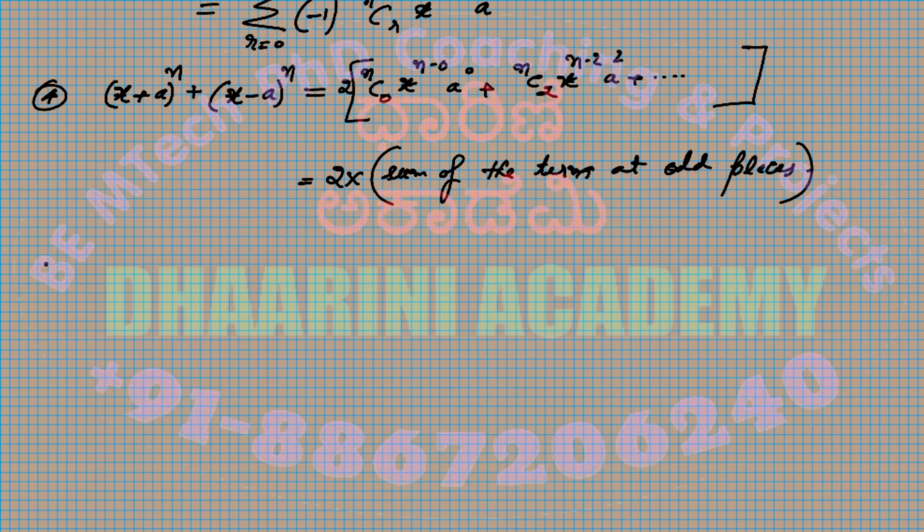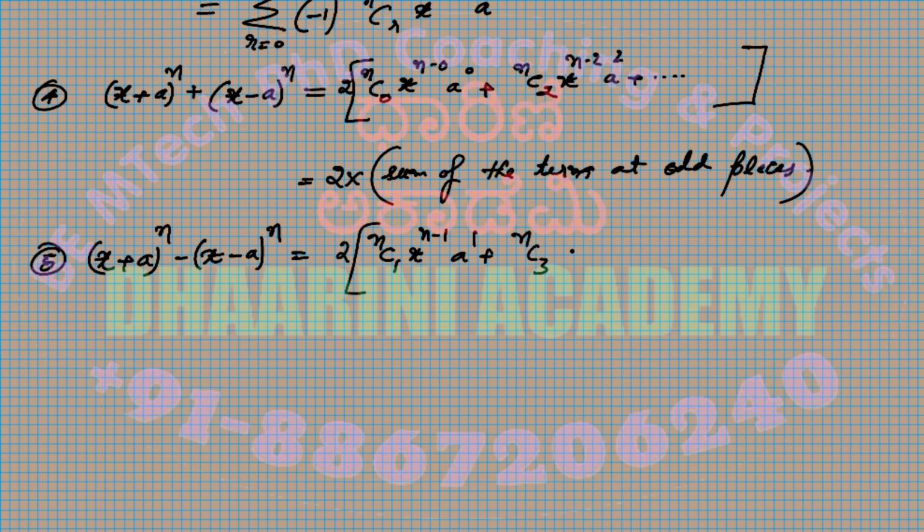At the same time, let me subtract. So that means x plus a to the n minus x minus a to the n, right? This means you get the even placed terms. So what you get is 2 times, you see, nC1 x to the n minus 1 a to the 1 plus nC3 x to the n minus 3 a to the 3 and so on. Again, I don't know what's the last term in this case, so you just leave this. This is easy to understand. So this is equal to 2 times the sum of the terms at even places.